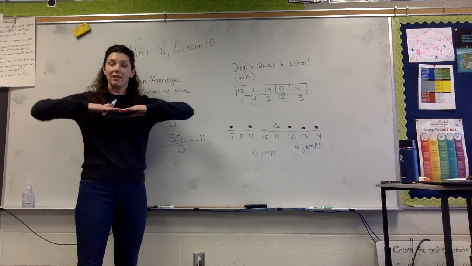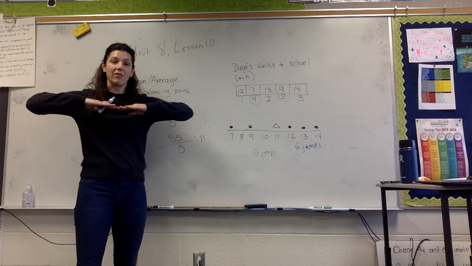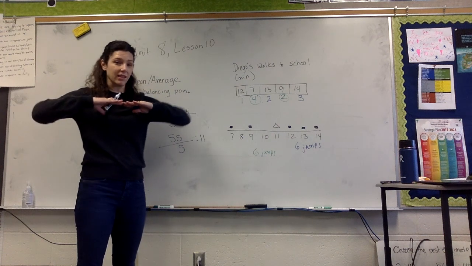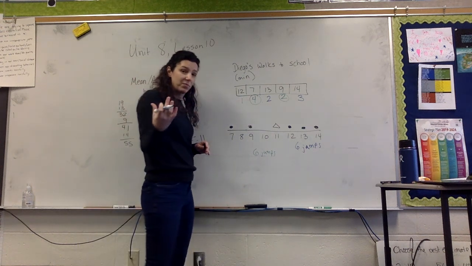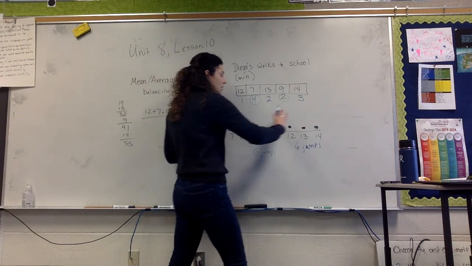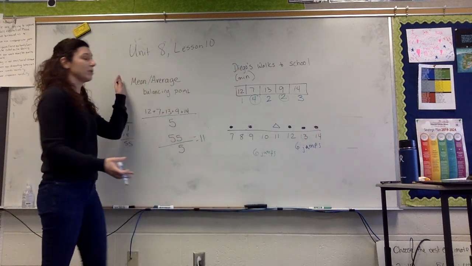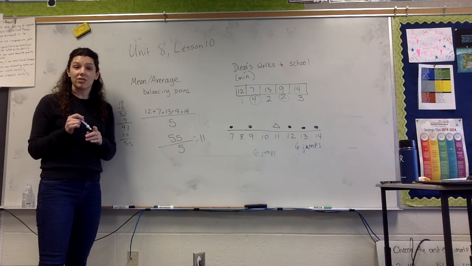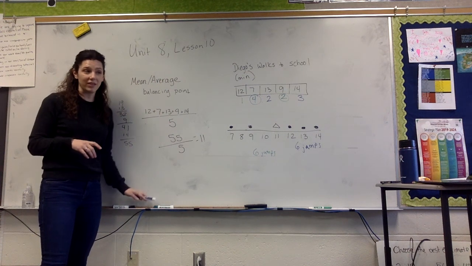That's where we can balance all of the distances from the average on the left side, all of the distances on the right side. And usually, unless you have some significant outliers, that triangle is going to fall somewhere close to the middle of that data set, which is why we describe the mean as one of our measures of center or the measures of the middle of a data set.